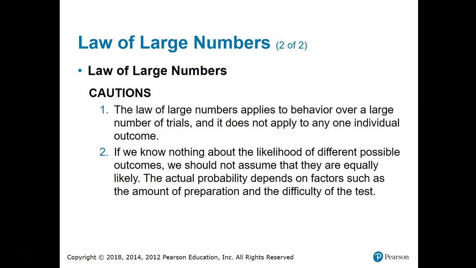All right, caution, use of large numbers. They only apply to large numbers. If you do something just once, it's not going to apply to a single event. You know, odds are 2 to 1 that I'll win. What are the odds? Well, 2 to 1, and you just lost. So that's not fun. All right. If we know nothing about the likelihood of different possibilities, we should not assume that they are equally likely. The actual probability depends on factors such as the amount of preparation and the difficulty of the test. Test? Yeah. All right.